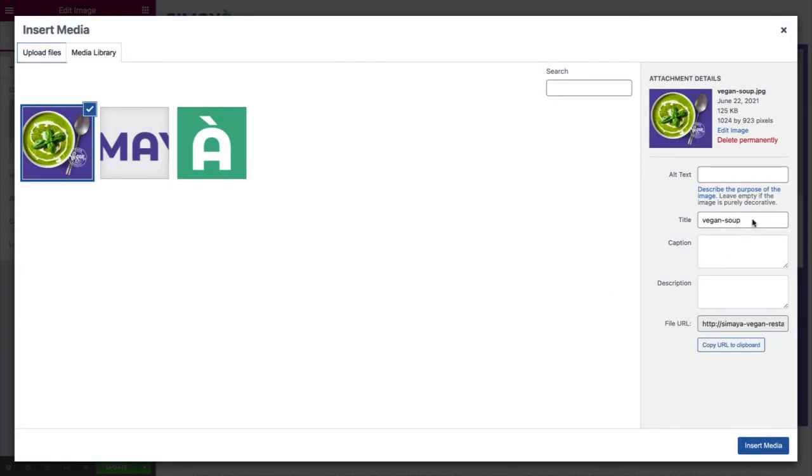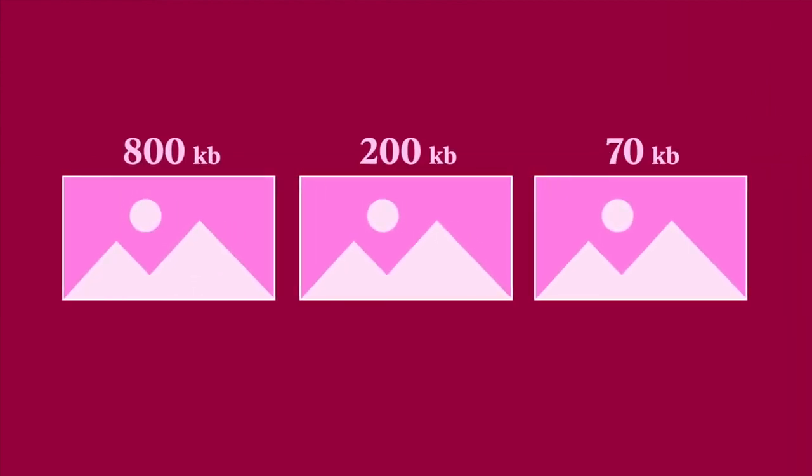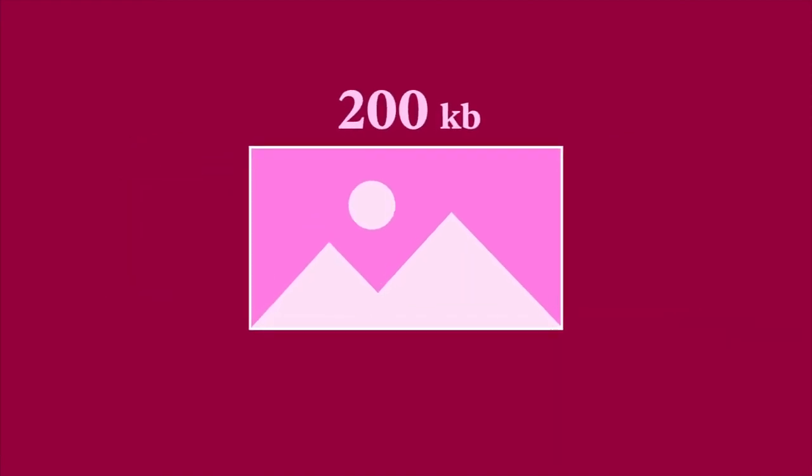Then add a title and alt text. This makes your website more accessible and will help boost your website in search results. Another important thing to keep in mind when uploading images is the file size. Try to keep image size to 200 kilobytes or smaller, as it may affect the resources and speed of your website.